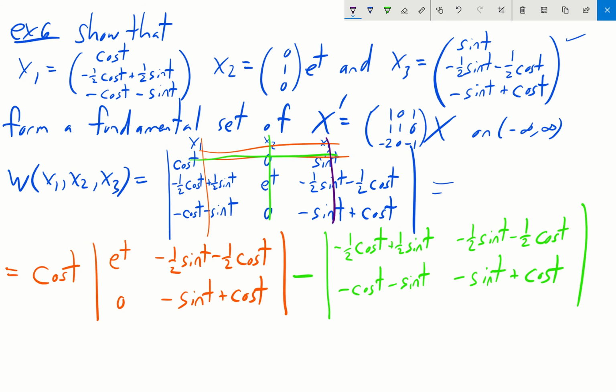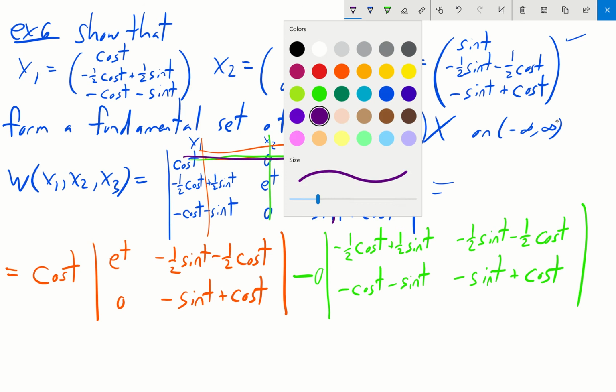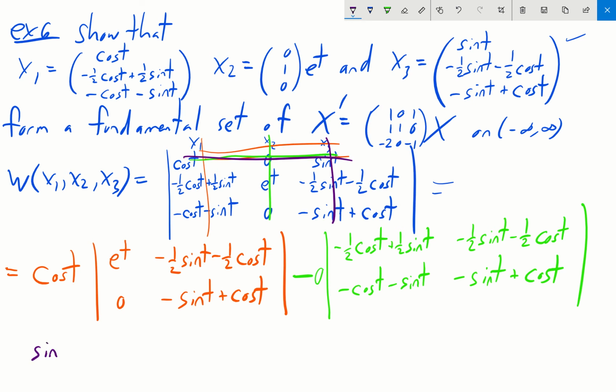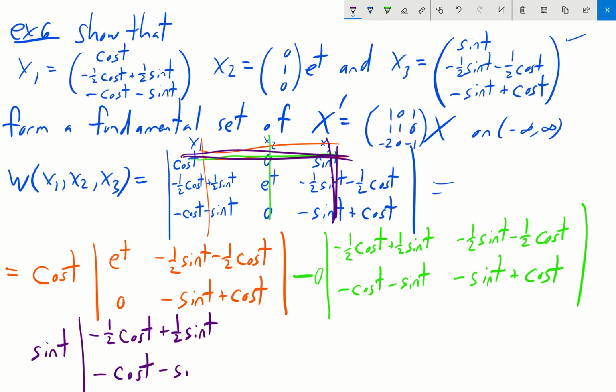We're going to expand about the last pivot, and also don't forget, I forgot to put my coefficient there, which is going to be 0. So we expanded about this one, so it's a 0 out in front. And now we're going to expand about the last pivot, so we have a sine t out in front. And it's going to look like this. So we have a negative 1/2 cosine t plus 1/2 sine t, negative cosine t minus sine t, and then we have an e to the t and a 0.